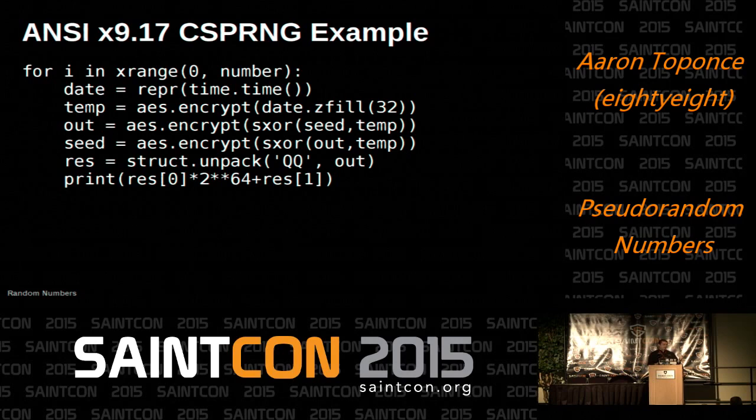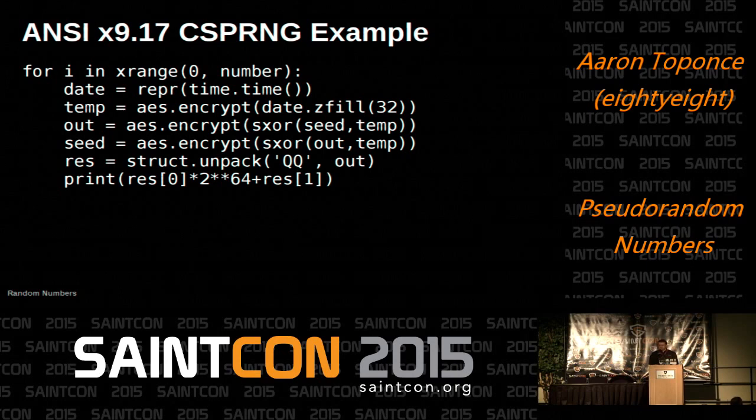Ignore the fact that I am importing some modules and setting up some environment variables and functions in advance, but this is the structure of the generator, right? For i in the range of the numbers I want, 5 numbers, 10 numbers, I get the current date. I create that temp variable by encrypting the date. Then I go ahead and get an output by encrypting the exclusive OR of my seed and my temp. And then I reseed by exclusive ORing the output and the temp. And then print out the output and go again.